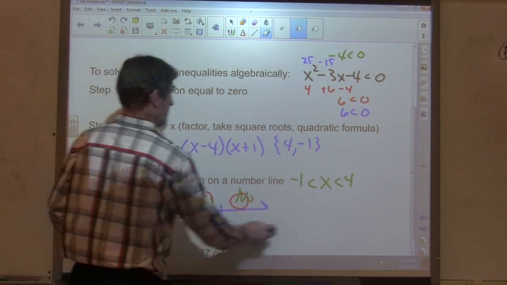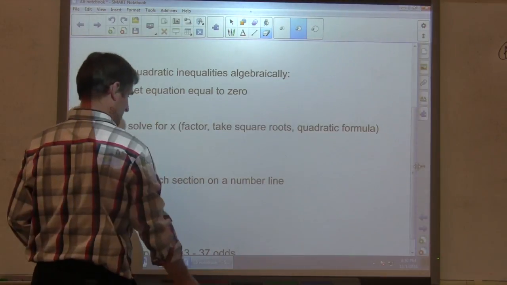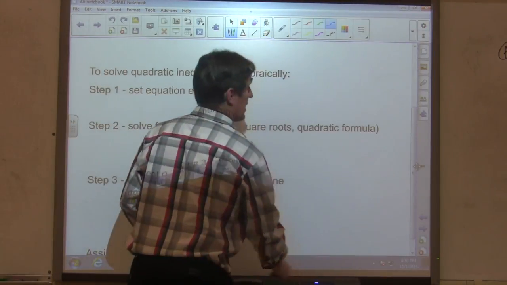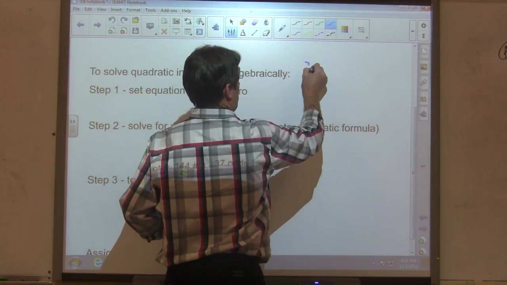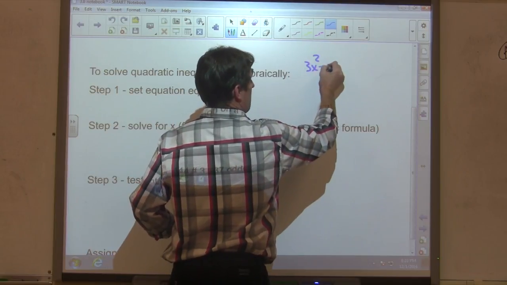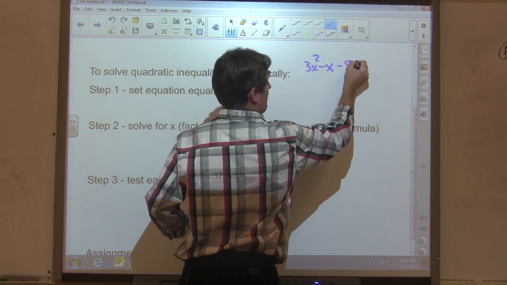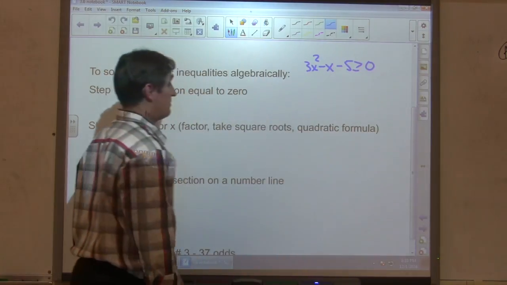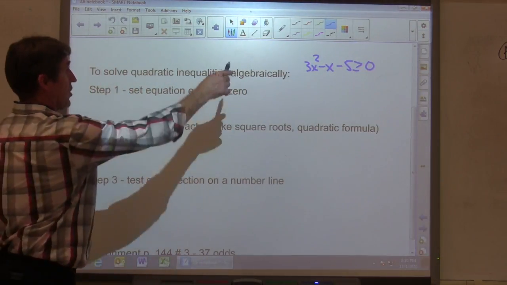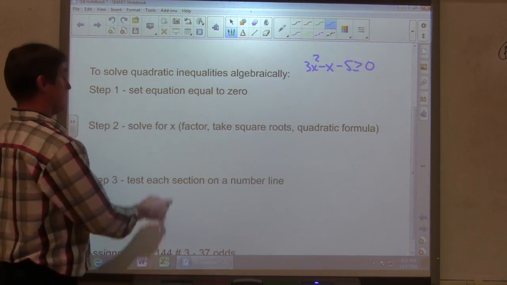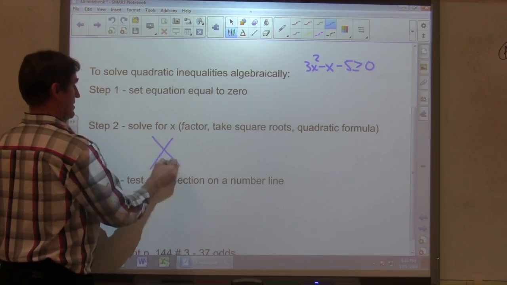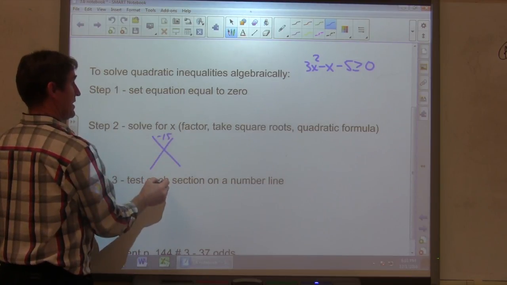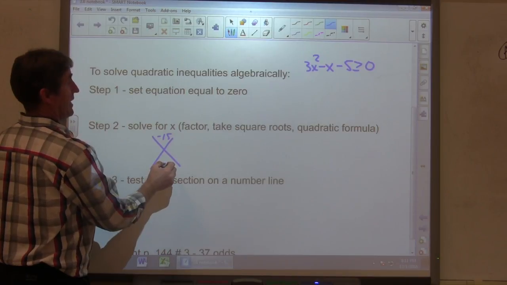So another example. Let's take 3x squared minus x minus 5 is greater than or equal to 0. So again, it's already equal to 0. We solve for x, negative 15 and negative 1.